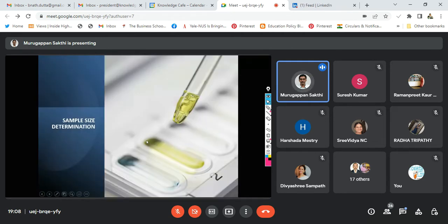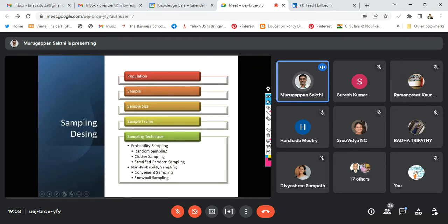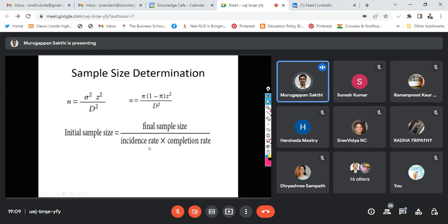Already you have learned about the sampling technique. Sampling technique may be probability sampling or non-probability sampling. The probability sampling may be simple random sampling, cluster sampling, stratified random sampling. I'm not going into detail about the types of sampling techniques. I'm keen on sample size determination. What is the size of the sample I have to draw so that I can make an inference about the population? That is a crucial part.